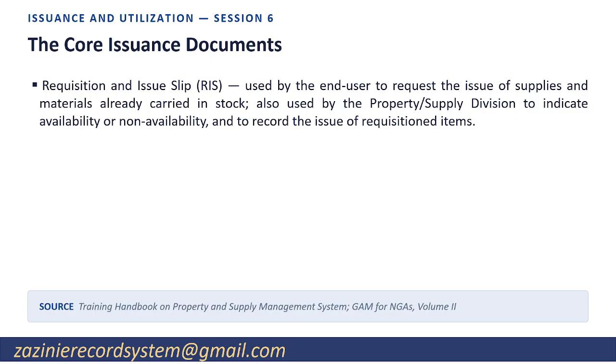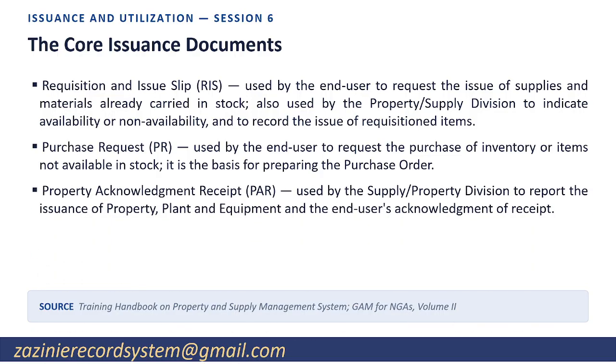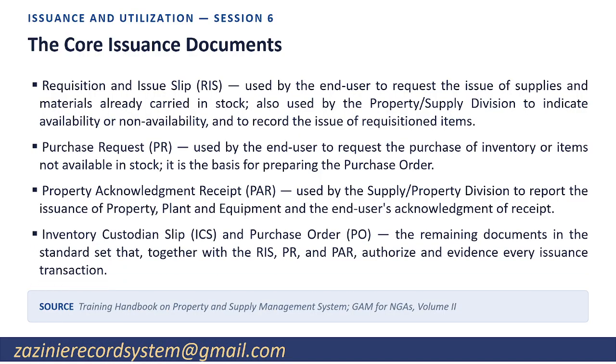of requisitioned items. Purchase request, PR, used by the end user to request the purchase of inventory or items not available in stock. It is the basis for preparing the purchase order. Property acknowledgement receipt, PAR, used by the supply or property division to report the issuance of property, plant and equipment and the end user's acknowledgement of receipt. Inventory custodian slip, ICS, and purchase order, PO, the remaining documents in the standard set that, together with the RIS, PR, and PAR, authorize and evidence every issuance transaction.